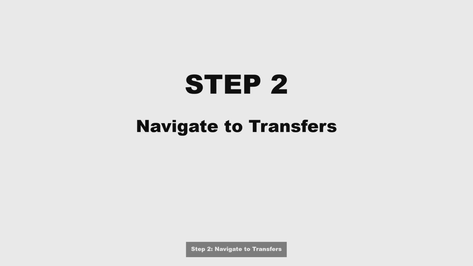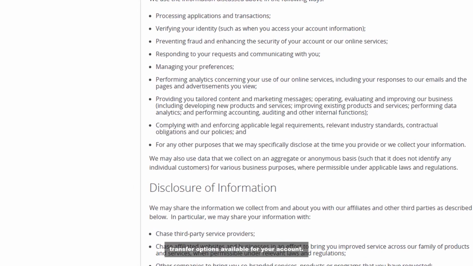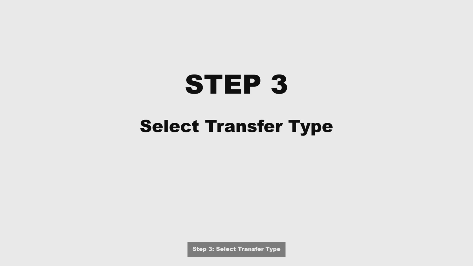Step 2. Navigate to Transfers. Once logged in, locate the Transfers option in the main menu. Click on it to access the transfer options available for your account. Step 3. Select Transfer Type. Choose the option for transferring money to another bank account. This may be labeled as external transfer or transfer to another bank.